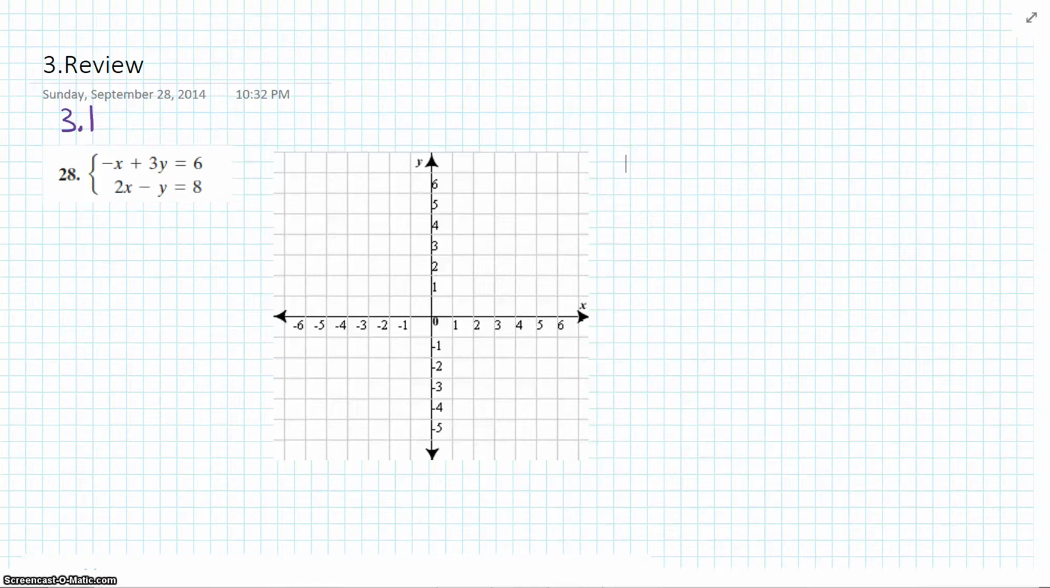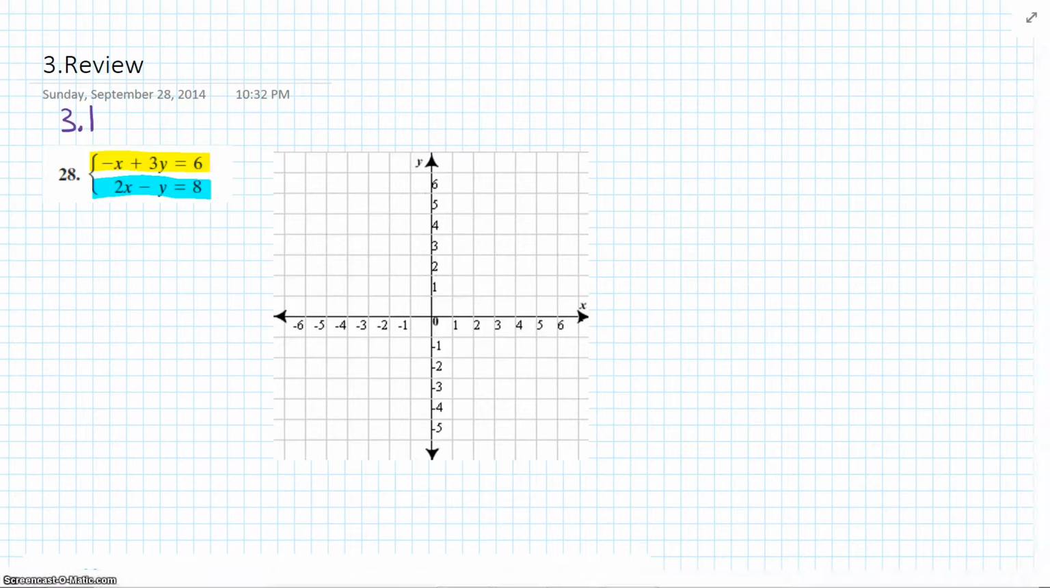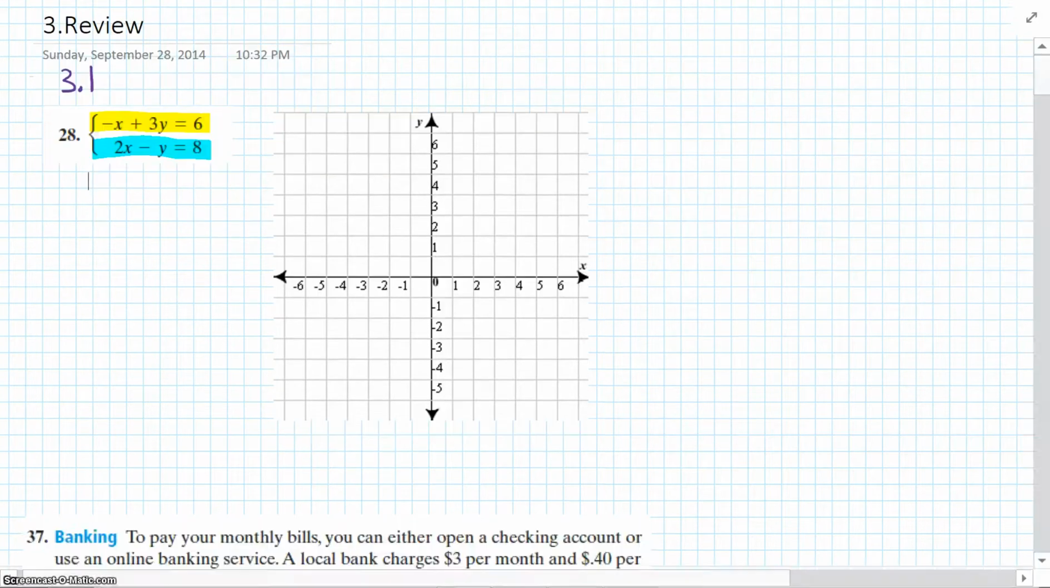Chapter 3 review, 3-1. Number 28 in the 3-1 section. Question number 28 says this: negative 3x plus 3y equals 6, and we have a second equation of 2x minus y equals 8. It says graph this. So the easiest way to do this is put these equations in slope-intercept form.